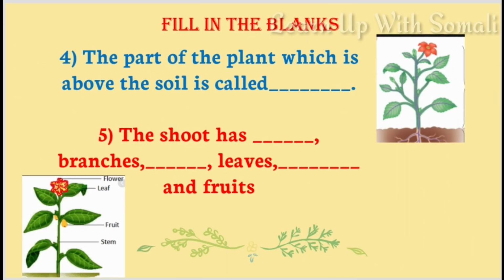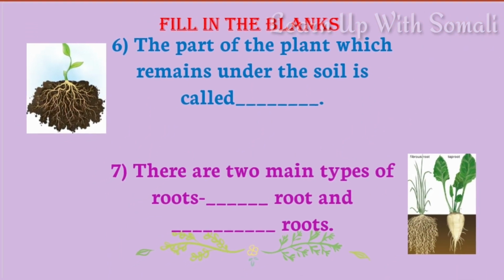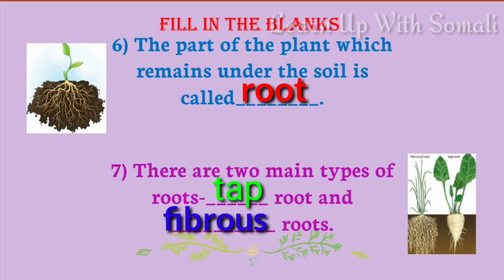Number 4, the part of a plant which is above the soil is called shoot. Number 5, the shoot has stem, branches, buds, leaves, flowers and fruits. Number 6, the part of the plant which remains under the soil is called root. Number 7, there are two main types of roots. One is taproot, another is fibrous roots.